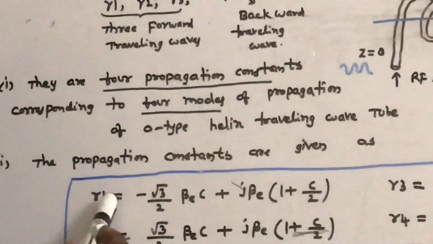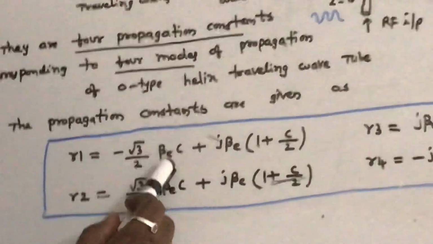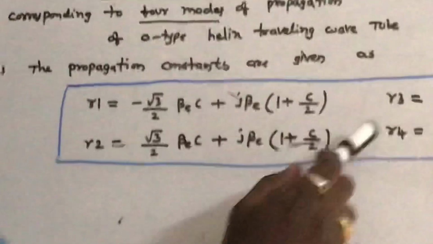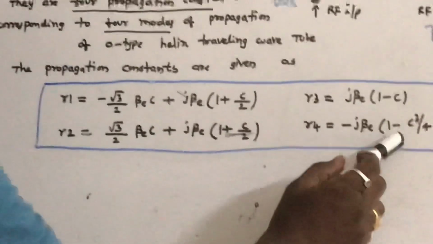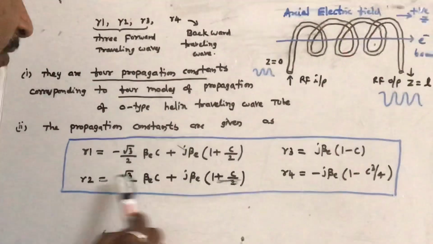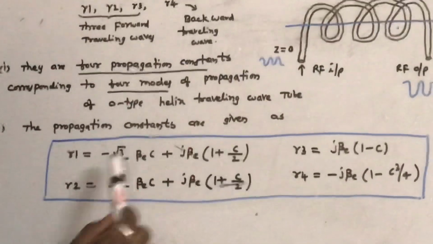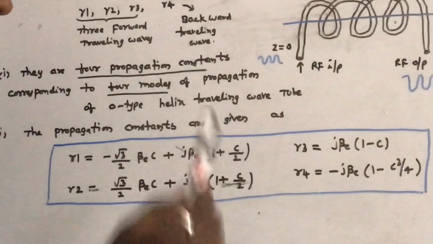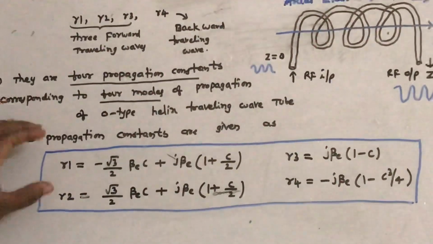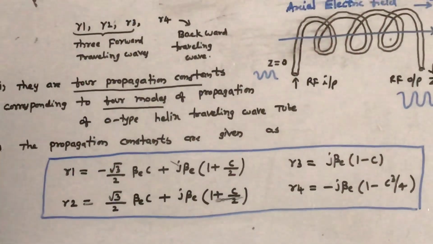So these are the propagation constants. Gamma 1 is equal to this, gamma 2 is equal to this formula, gamma 3 is equal to this, gamma 4 is equal to this. These formulas are very important while solving the problems. We have to find out gamma 1, gamma 2, gamma 3 and gamma 4 in various problems. You have to remember these formulas.